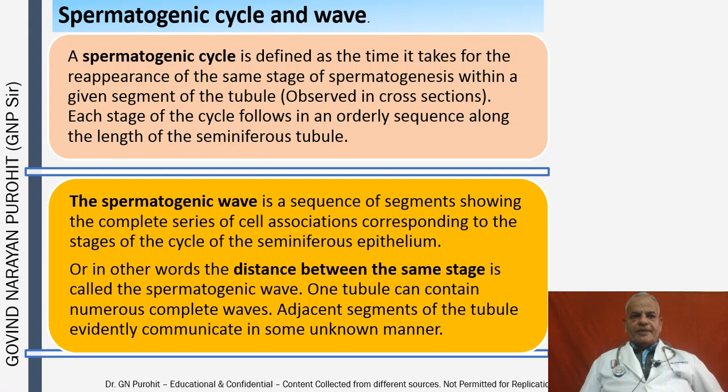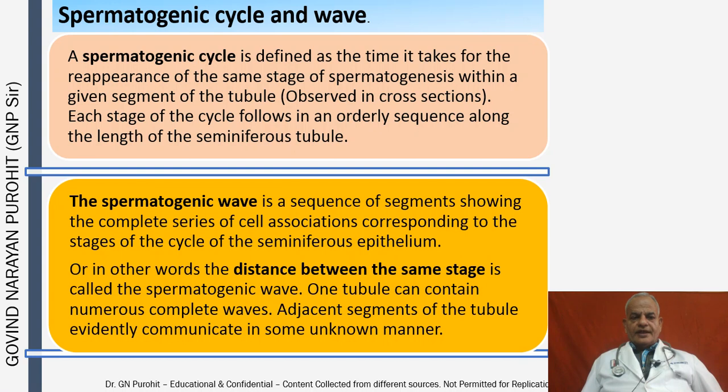Now we talk about the spermatogenic cycle and wave. A spermatogenic cycle is defined as the time it takes for the reappearance of the same stage of spermatogenesis within a given segment of the tubule, observed in cross sections. Each stage of the cycle follows in an orderly sequence along the length of the seminiferous tubule. A spermatogenic wave is a sequence of segments showing the complete series of cell associations corresponding to the stages of the cycle of the seminiferous epithelium. Or in other words, the distance between the same stage is called the spermatogenic wave.